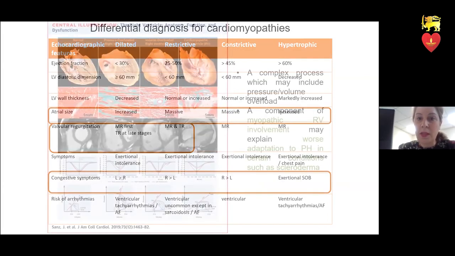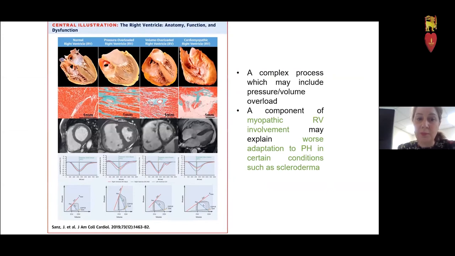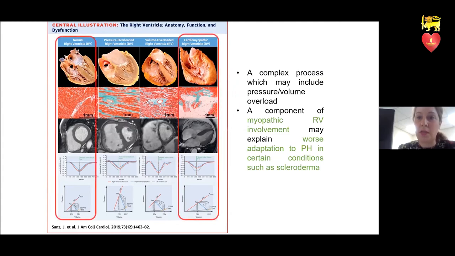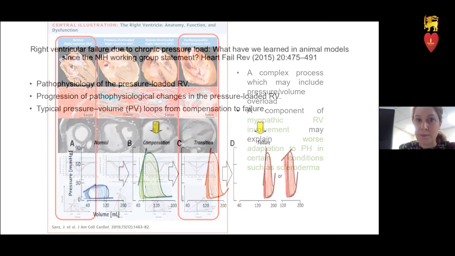Then this is a great landmark paper by Javier Sanz in JACC in 2009 that has an overview of the right heart. I would highly suggest having a look at this paper, and it explains the myopathic process when it comes to the cardiomyopathic right ventricle when compared to the normal right ventricle, pressure loaded and volume loaded. And this is a great overview explaining the hemodynamics as well as pathology.